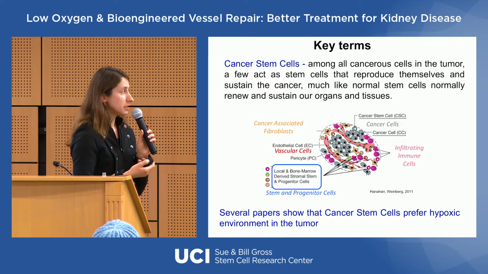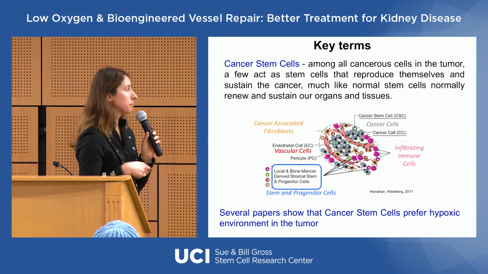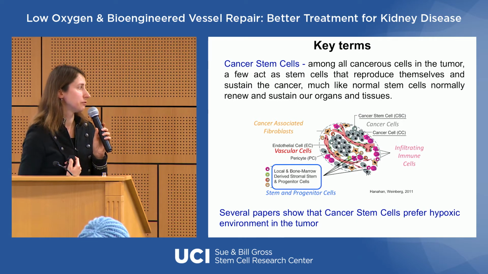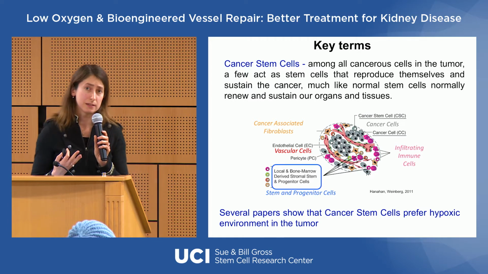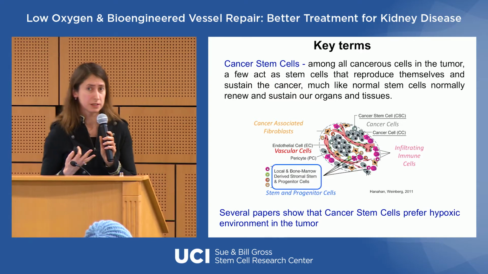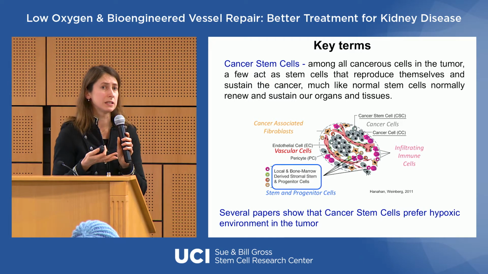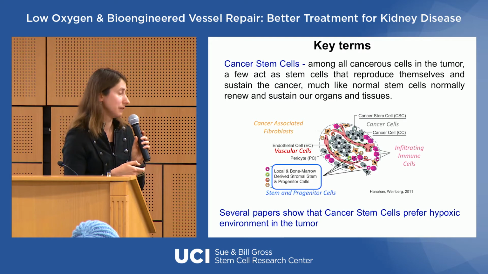And then what is the connection to hypoxia? I was very excited to see that several papers show that cancer stem cells prefer to reside in the hypoxic microenvironment of the tumor. So it makes sense. It is very difficult to target cancer stem cells with therapeutics, because they reside in those hypoxic regions where it is difficult to deliver therapeutics, as they are far away from the blood vessels.